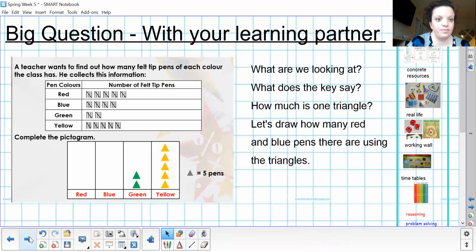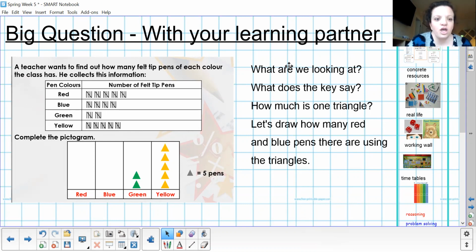Right, let's go. So our big question today, which you can do with a learning partner or by yourself, however you want to do it, is we're going to solve this problem. A teacher wants to find out how many felt tip pens of each colour the class has. He collects this information. So here's his tally of how many pens of each colour he's got in his classroom. So that's what our information is about today. We're looking at showing information about colours of felt tip pens in a class.